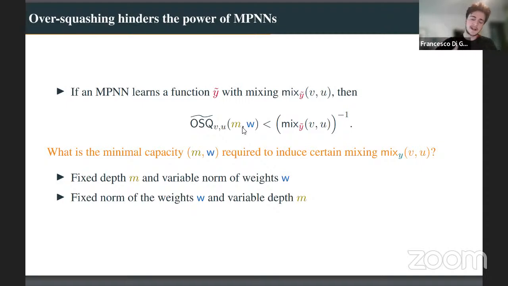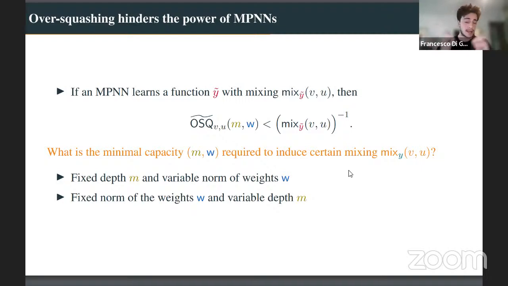So the way we now phrase the expressivity problem is the following. If you are given an arbitrary function, this green y, this ideally would be your task, so what you want to solve. This function will have a certain mixing. What we ask is the minimal capacity, MW, that is required to induce such a mixing. In other words, we provide necessary conditions in terms of depth and size of the weights for an MPNN to be able to learn a function with a certain level of mixing.